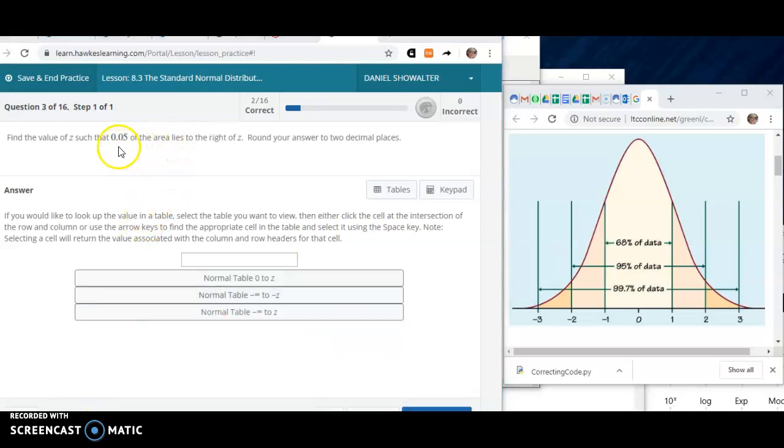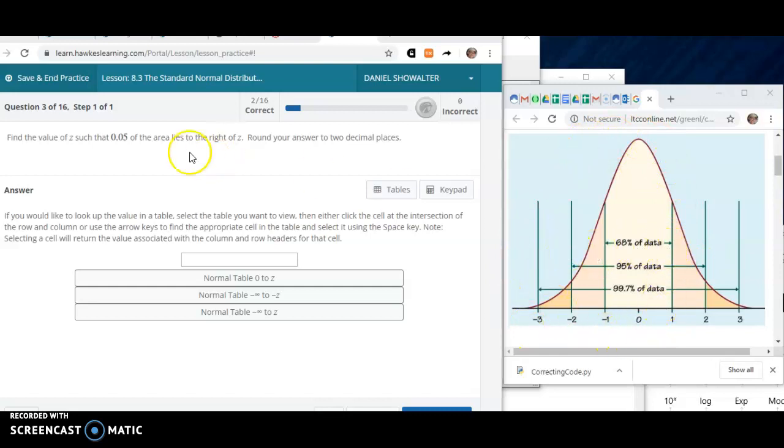Okay, this one looks very similar. Again, we're looking at 0.05 or 5% of the area, but notice this lies to the right of z. The previous question said to the left of z, so we had this cutoff with only, I think it was 3% to the left of z. But now we want only 5% to the right of z. So we're somewhere way out here where there's only 5% left in the tail, and the other 95% is sitting to the left of us.